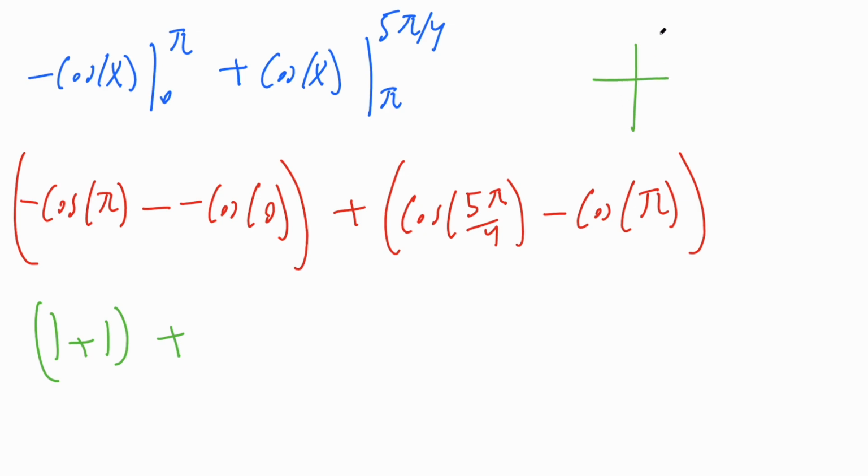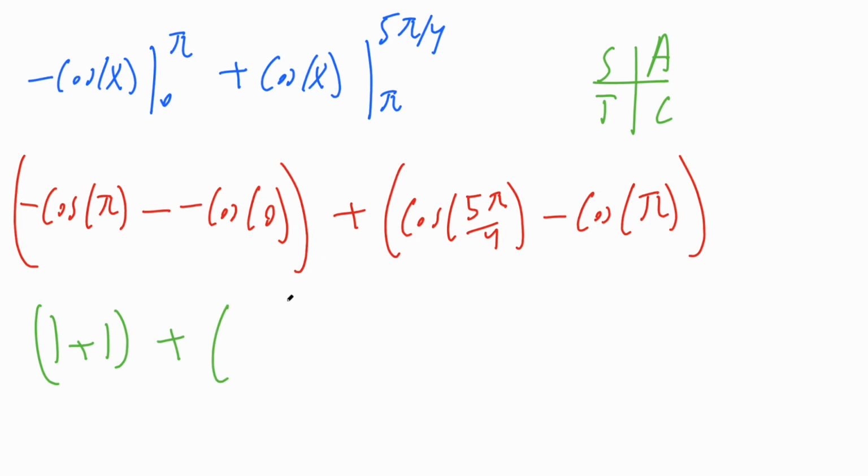We can use our little chart. All students take calculus. Some people use that to remember. So 5 pi over 4 is right here. It's only positive for tan, so for cosine it would be negative. And cosine pi over 4 is the square root of 2 divided by 2. So we're going to get negative the square root of 2 divided by 2. And cosine pi is negative 1, but you have a negative right here, so plus 1.